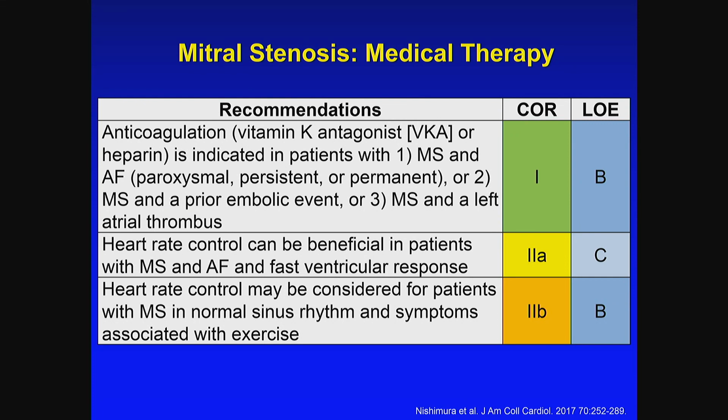If there's mitral stenosis with a prior thrombotic event or mitral stenosis with an established left atrial thrombus, anticoagulation is indicated. And guidelines say that this anticoagulation should either be with a vitamin K antagonist like warfarin or with heparin, and not with a direct oral anticoagulant. Heart rate control may also be beneficial in patients with atrial fibrillation and a rapid ventricular response, and it may even be considered in sinus rhythm and symptoms associated with exercise to reduce the slope of heart rate increase with exercise and allow greater time for diastolic filling.